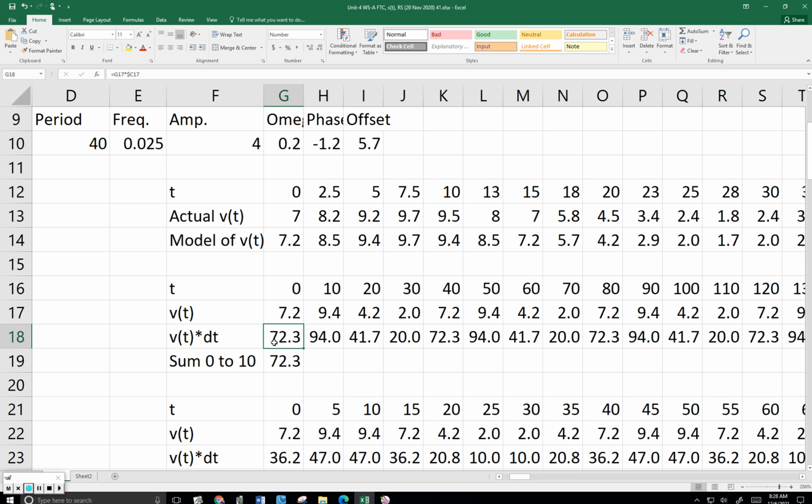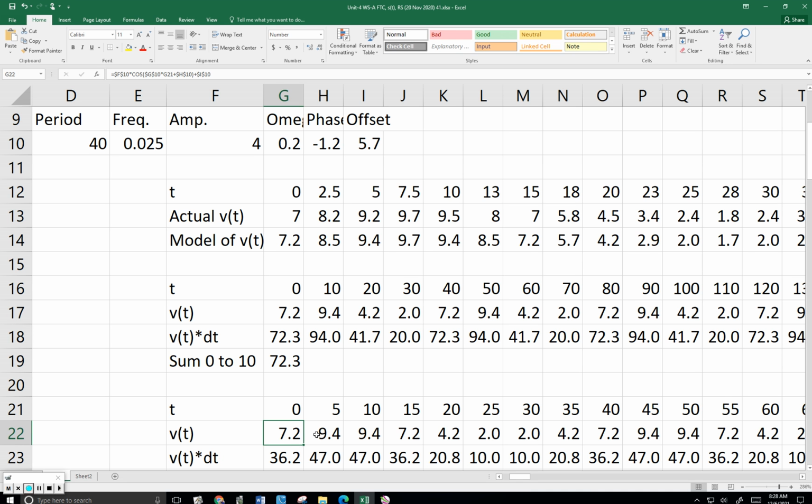Now, if we sample more frequently, so here I'm sampling every 5 minutes. In the first 5 minutes, the velocity was 7.2. Then at minute 5, the velocity changed to 9.4. That means in those first 5 minutes, the plane would have had a displacement of roughly 36 miles, because I'm taking the 7.2 times 5.